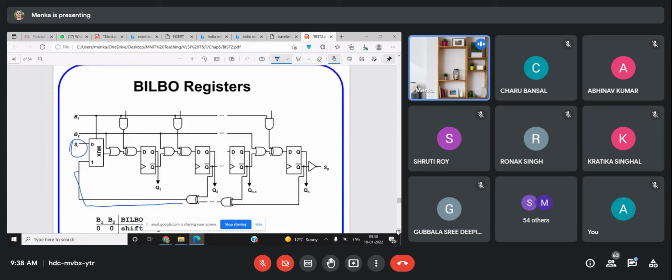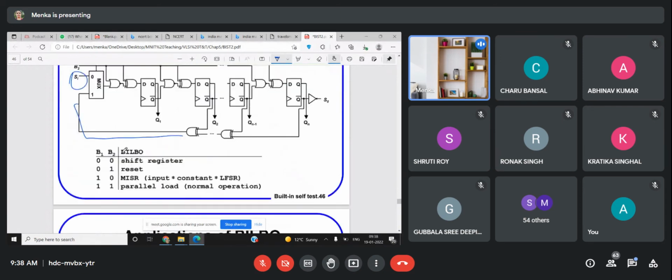In this B1, B2, two bits are there. What is the functioning of two bits? If it is 0, 0, this built-in logic block will be working like a shift register. If it is 0, 1, then it will be working like reset. If it is 1, 0, this will be working like MISR, multiple input LFSR. If it is 1, 1, it will be working like parallel load, normal operation.